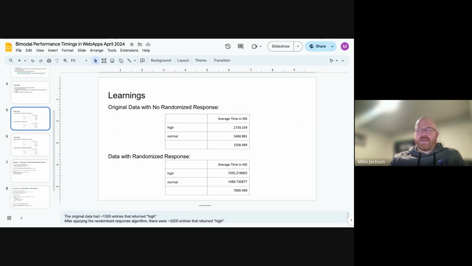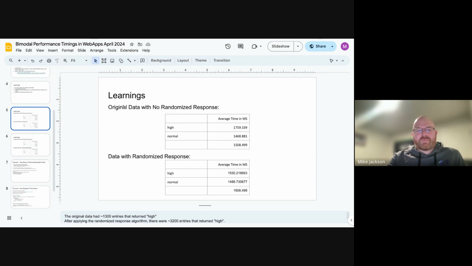So then locally, we had collected all that data, we had saved it offline, and then we went through on that data and ran a randomized response on top of that. And so the averages shifted quite dramatically in terms of the high and normal things that you can see here. And so this data by itself is effectively useless because it's less than 100 milliseconds, and it doesn't really accurately represent the delta that we saw originally.